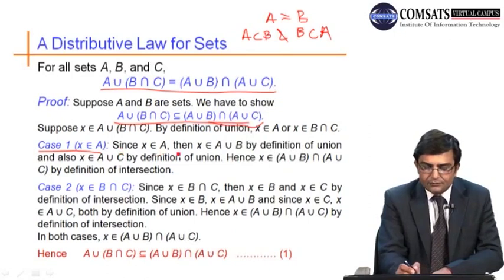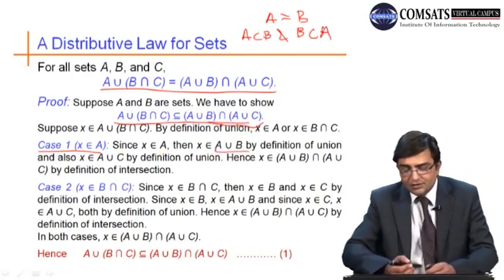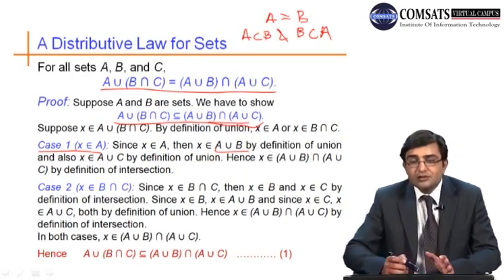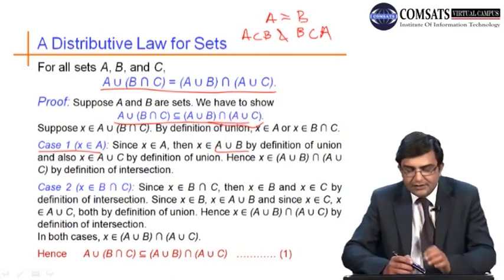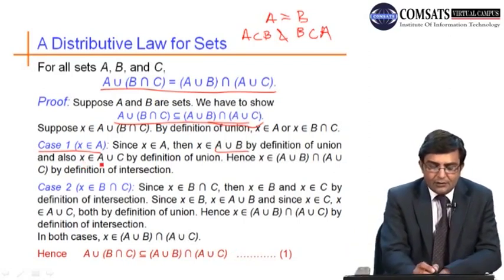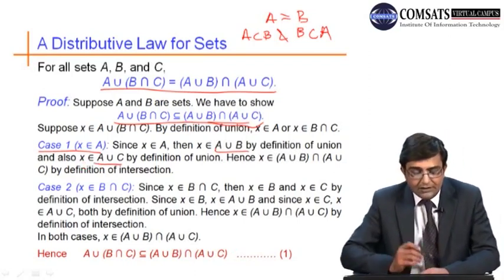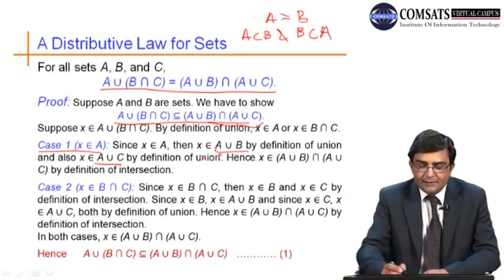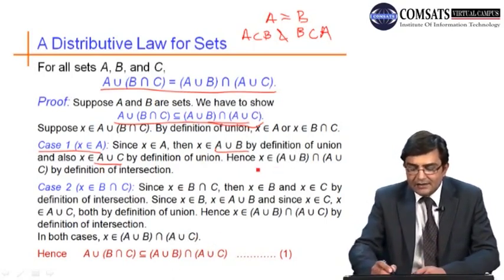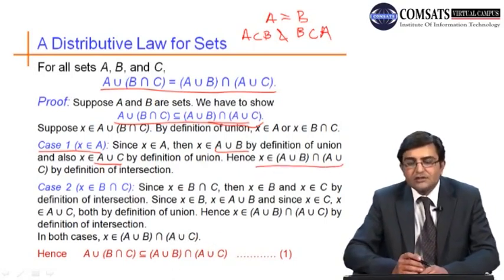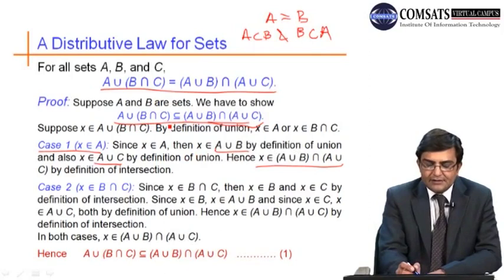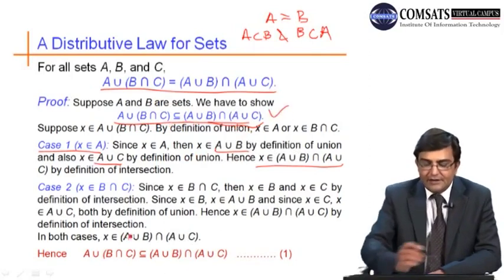Since X belongs to A, then X belongs to A union B, because for X to belong to A union B, it is sufficient that X belongs to A. By the definition of a union, also X belongs to A union C. By the definition of union, if X belongs to A union B and X belongs to A union C, then we can say that X belongs to the intersection of both these sets. Therefore, the left hand side, A union B intersection C, is a subset of this right hand side in the first case.